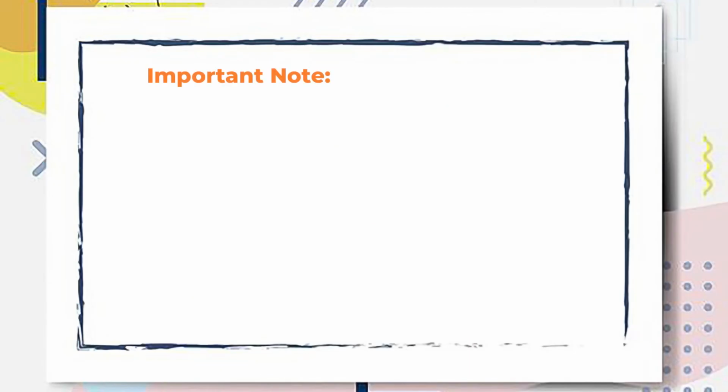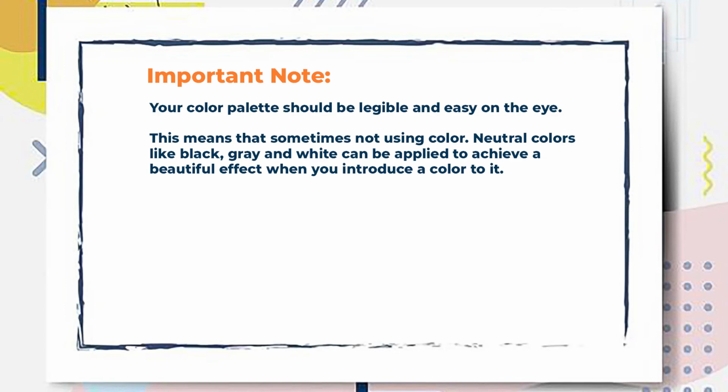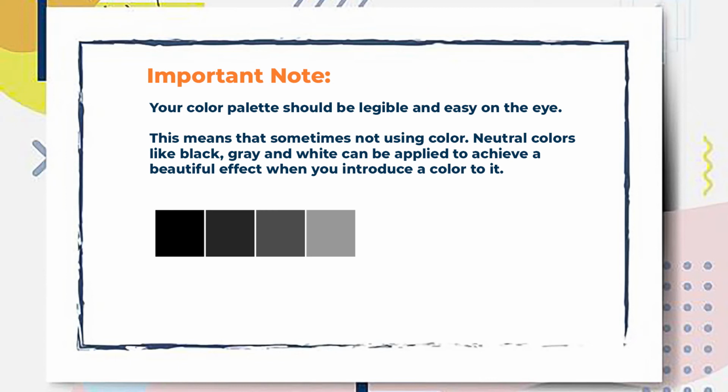Here are some important notes to consider when working with colors. Your color palette should be legible and easy on the eye. This means that sometimes, not using color. Neutral colors like black, gray, and white can be applied to achieve a beautiful effect when you introduce a color to it.